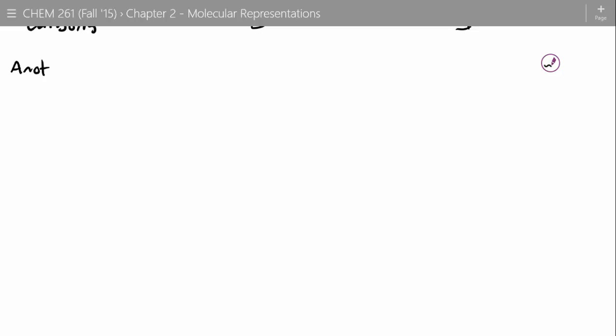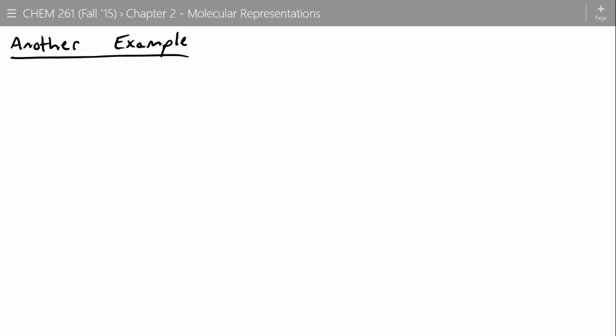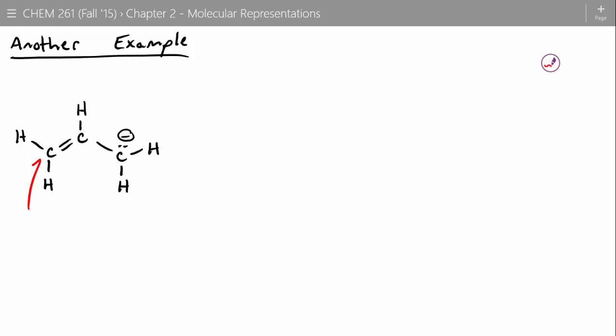That looks really similar to the allyl cation, but this has a negative charge on it instead of a positive charge. So we've got a carbon here. This time the carbon on the right has a lone pair on it, meaning it has a formal charge that's negative. If we look at the carbon here, what's its hybridization?